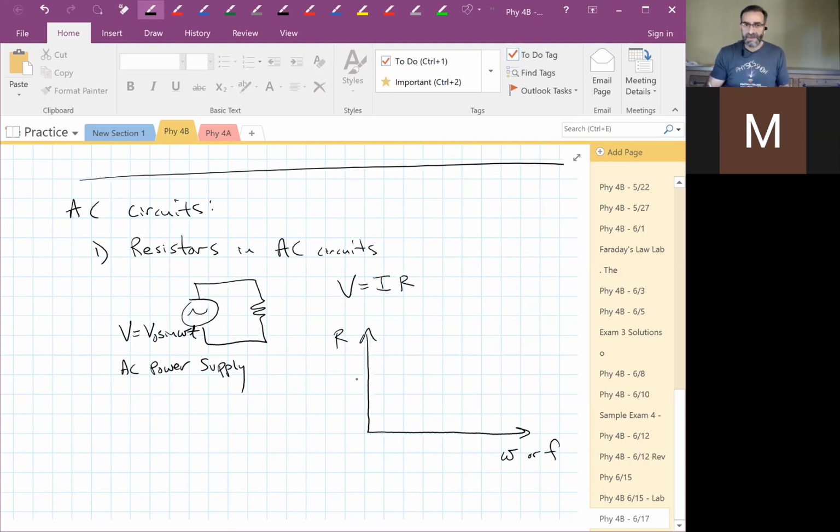So at any frequency, from zero frequency over here, what is zero frequency? DC, right? Just hooking up a battery or a DC power supply, all the way up to really high frequencies. It doesn't matter what frequency we're driving this at. Resistance is resistance. It doesn't change. This is a flat line.